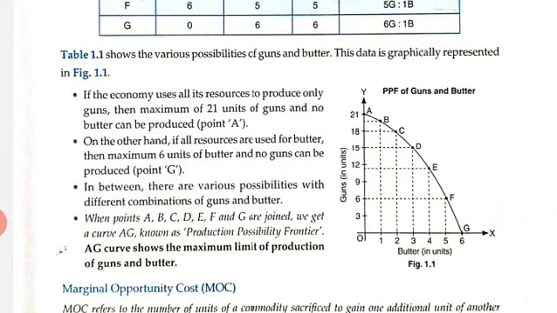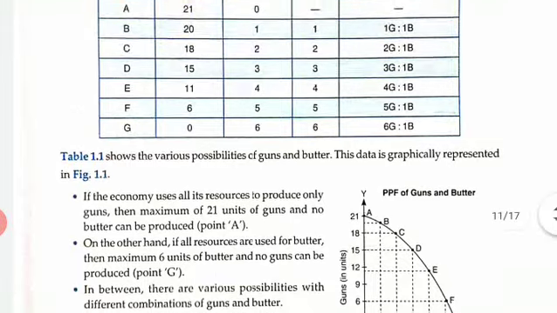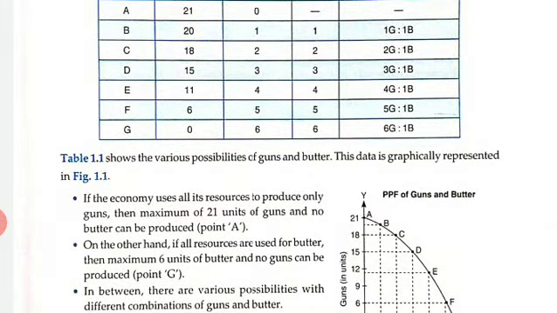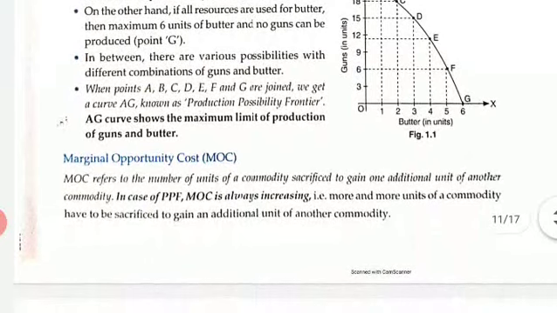That curve is called the production possibility frontier, and it shows the maximum limit of production of guns and butter. So this is our PPF. Basically, this PPF shows the various combinations of the two goods that can be produced given the resources and technology. Okay, children, so this is your PPF. Next, we are going to discuss the marginal opportunity cost.